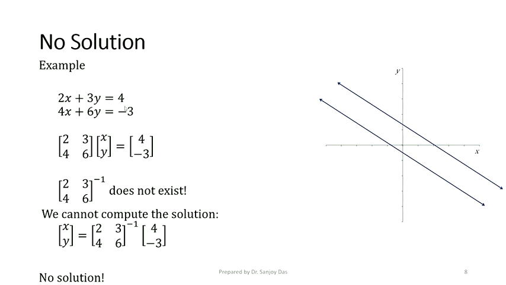Graphically, this is why. This is 2x plus 3y equals 4. The second one is double the first one on this side, right? So the slope is the same, but on this side you have negative 3. So these are the two equations here corresponding to this and this. And obviously they're parallel lines, they have the same slope. The slope is negative 2/3, right? Both of them have the same slope and therefore they're parallel lines. They will never intersect, and so that's why you have no solutions here.